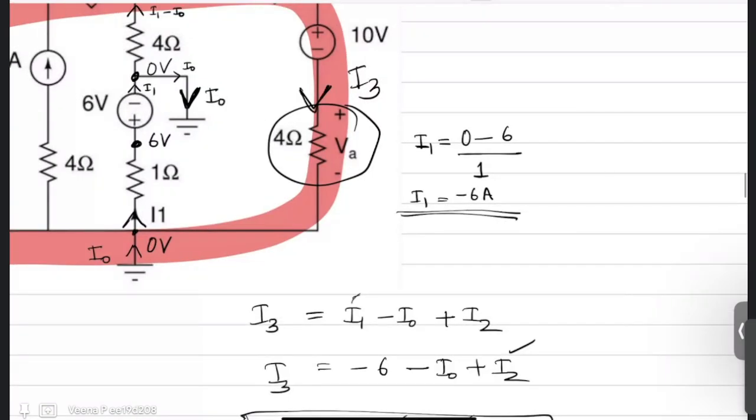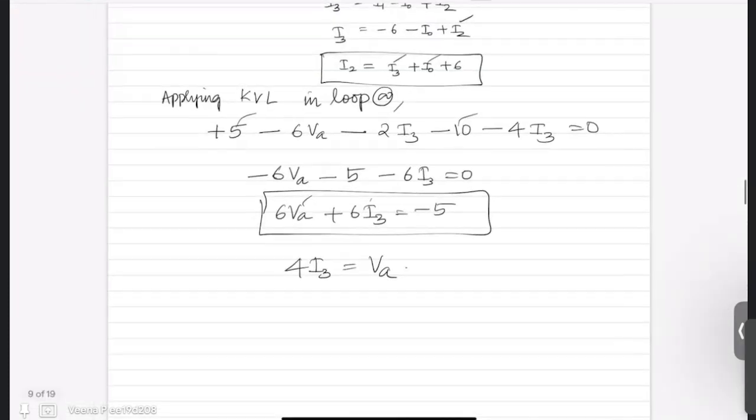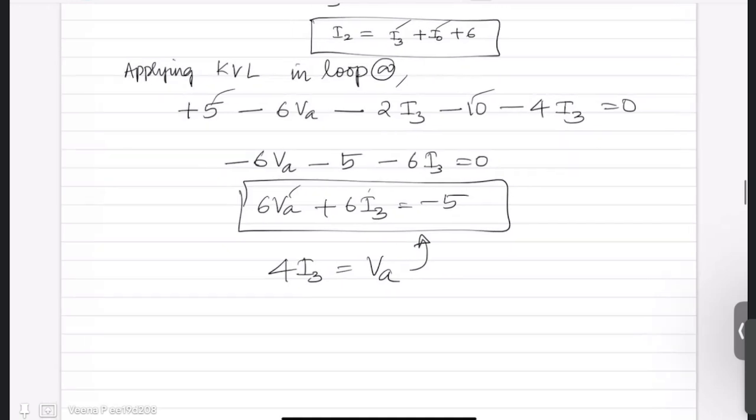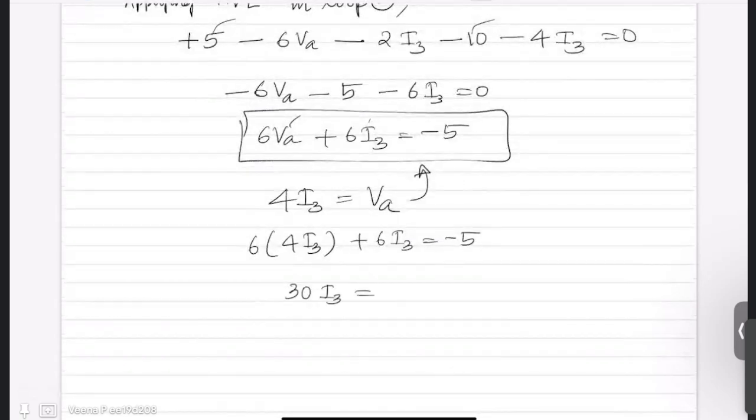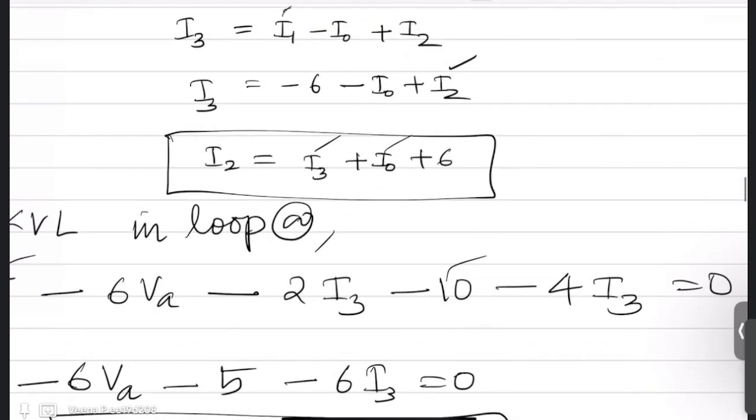Always make sure of the polarity. So, I3 is going down. So, VA is 4I3. It is entering the positive terminal of your 4 ohms. So, if you substitute this here, you have two equations in VA and I3. You can find VA and I3. So, 6 times VA, which is 4I3, plus 6I3 is equal to minus 5, or 30I3 is minus 5, or I3 is minus 1 by 6 ampere. So, you got your I3.